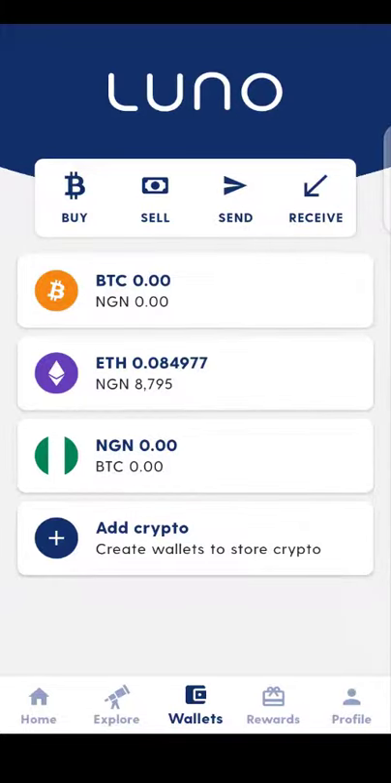So having showed you how to buy crypto in Luno, in our next lecture I'm going to show us how to deposit your crypto, the crypto you bought, into your Trust wallet.